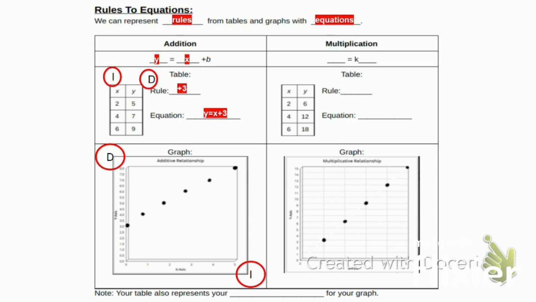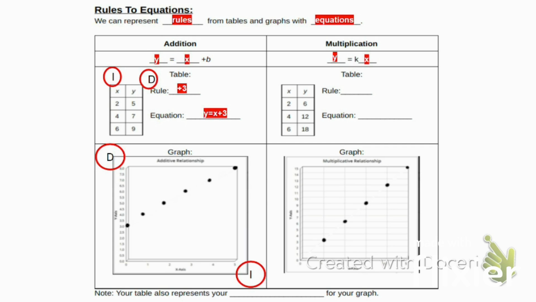Like I said, graphs for addition are not as common as the multiplication ones. So let's go ahead and move over to multiplication, and we're going to look at the equation that we're going to be using. So for multiplication, we will use the equation y equals kx. K represents a constant, so that means a constant change. This is multiplying, so technically the k and the x will be touching when you write it. The k represents the number that's in our rule.